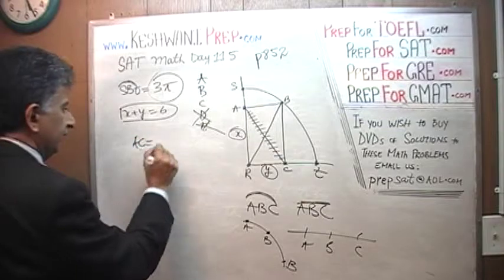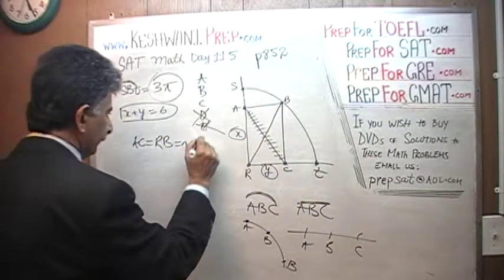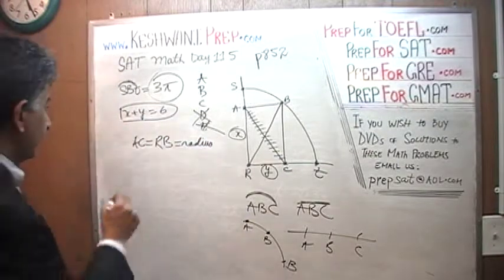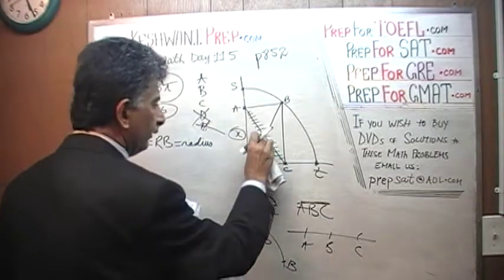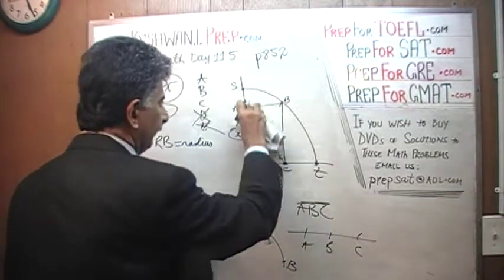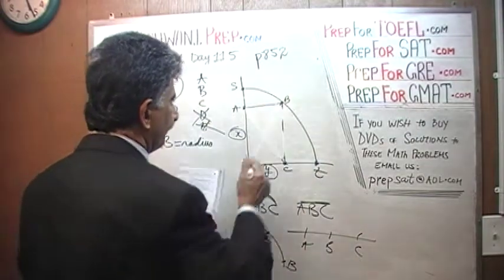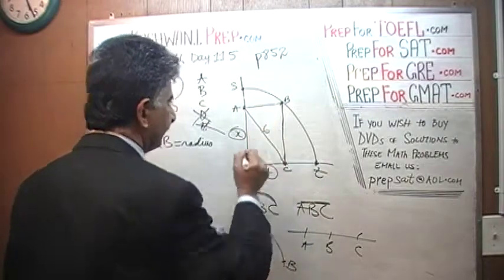A to C is the same as R to B, which is the radius. And we know the radius is 6. So A to C is 6.